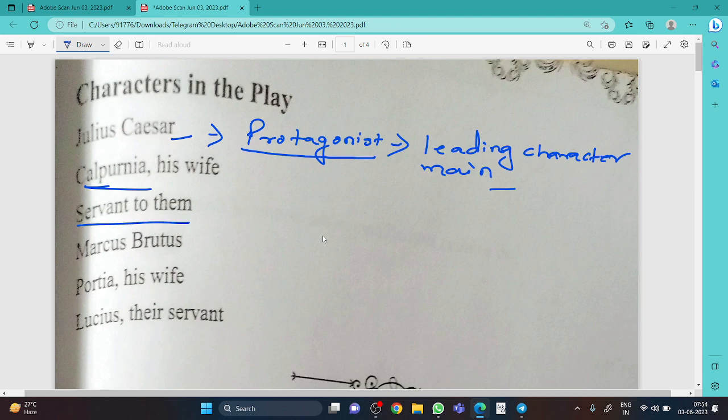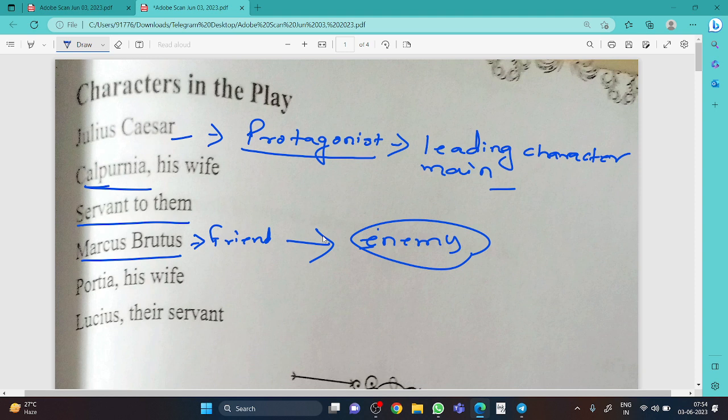Next, Marcus Brutus. This is, to be honest, the friend of Julius Caesar initially, but this friend changes into an enemy. Marcus Brutus became the enemy of Julius Caesar. I think if you have read the summary, then Marcus Brutus, who was once a friend of Julius Caesar, became his enemy, and he joined the conspiracy with Cassius, Casca and many more conspirators in order to kill or assassinate Julius Caesar.